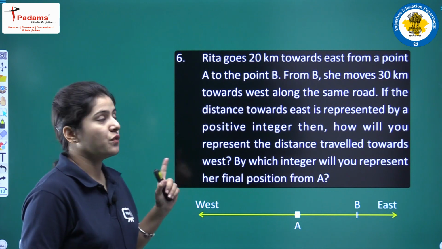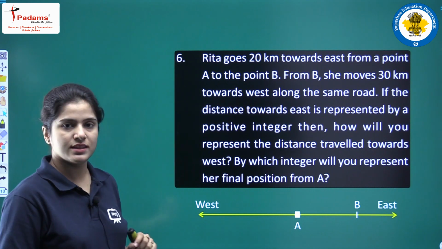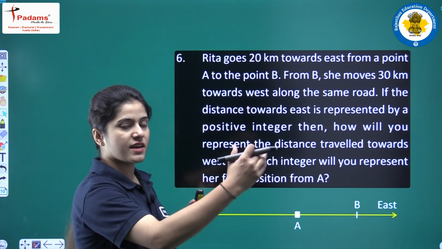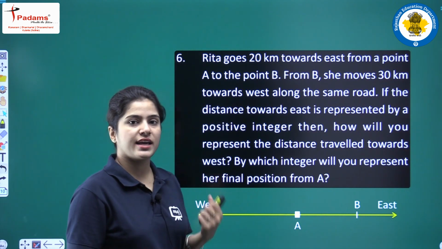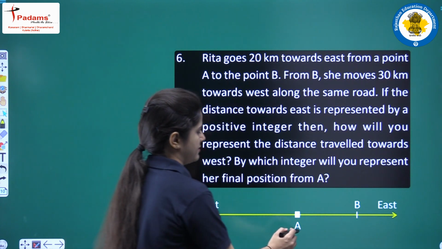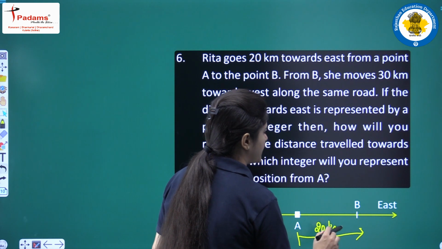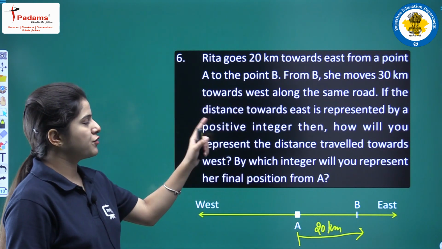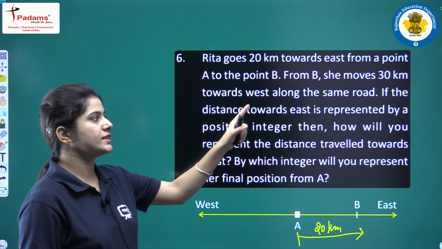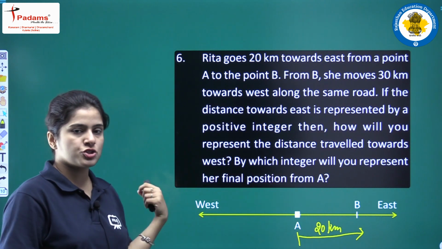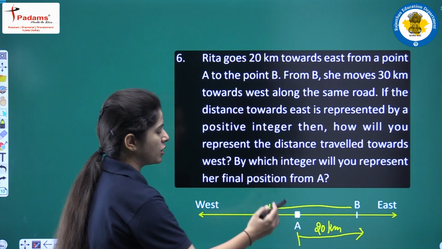The 6th question says, Rita goes 20 kilometers towards east from a point A to the point B. Rita is going in the east direction, by 20 kilometers. Okay students, next from B she moves 30 kilometers towards west along the same road. Along the same road she is moving from point B to the west.